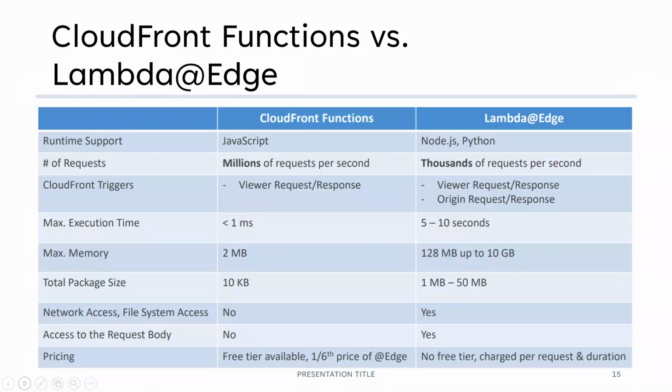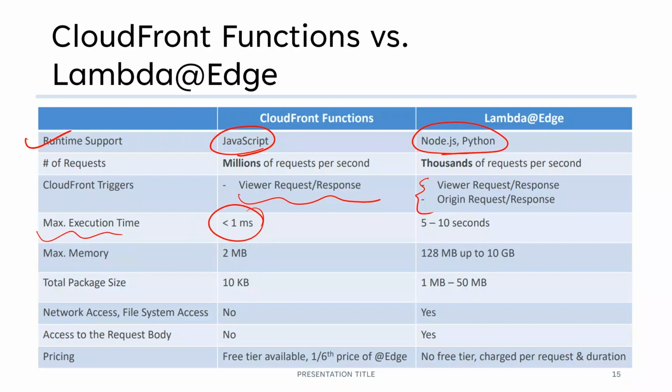So try to understand the difference between CloudFront functions and Lambda@Edge functions. The runtime support for CloudFront functions is JavaScript, while for Lambda@Edge it is Node.js and Python. Triggers: CloudFront functions cover viewer request and response, while Lambda@Edge covers both viewer and origin request and response. Execution time for CloudFront functions is less than 1 millisecond. If you want faster execution and you are only dealing with viewer request and response, then please go with CloudFront functions. Lambda@Edge functions will take the normal execution time of your Lambda function, which is 5 to 10 seconds.